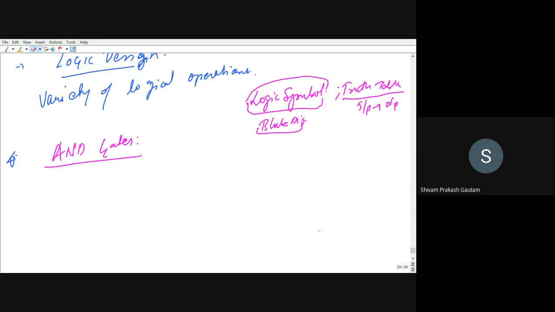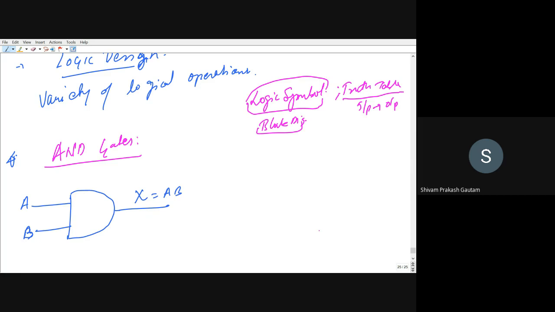So for the AND gate, the logic symbol looks like this, where we are having inputs. You can name any variable A, B, or any one of your choice, X, Y. And its output is represented as X, and X is equal to AB.